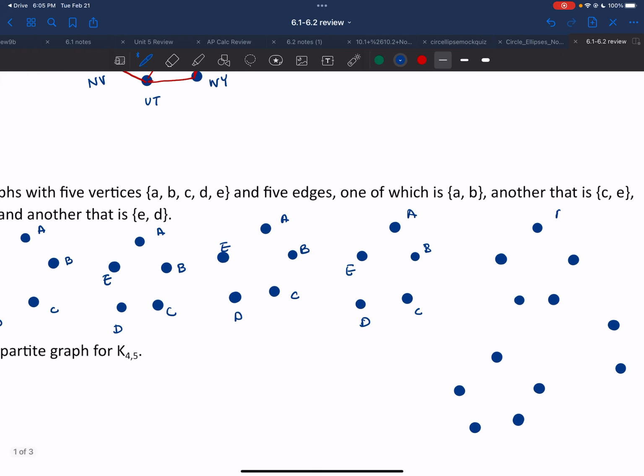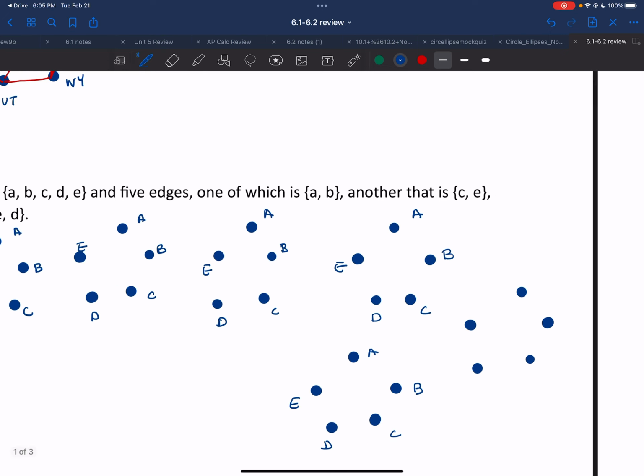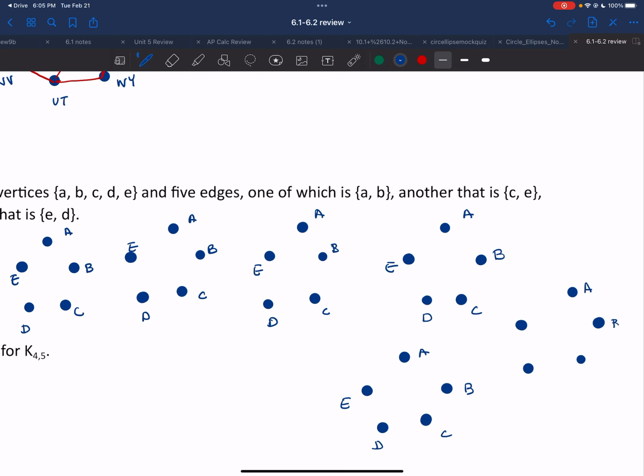A, B, C, D, E. And again, I may have more than I need, but we'll see when we get there. All right, so let's take a look at this first one.